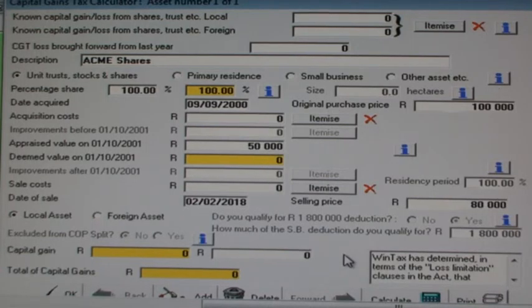According to the law, we should be liable for a capital gain profit of 30,000 between the base cost of 50,000 and the selling price of 80,000. This hardly seems fair, as overall we lost 20,000 rand. SARS agrees, and the loss limitation clauses in the Act say that there is no gain in a case like this. The calculator we are using caters for these laws and shows no gain.